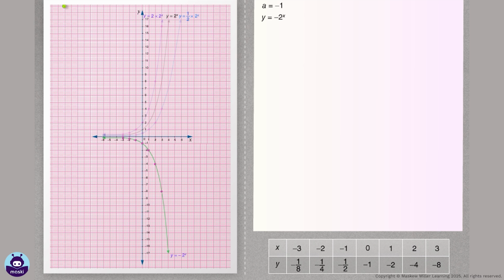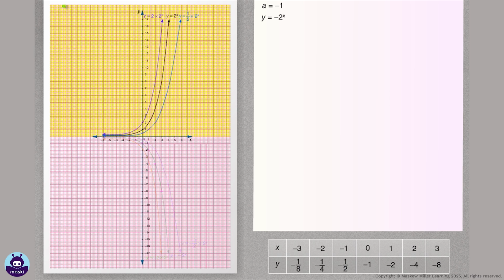We similarly draw the graphs of y is equal to negative 2 times 2 to the power of x and y is equal to negative half times 2 to the power of x. Now we see that as a decreases from negative 1 to negative 2, the graph is vertically stretched. And when it is increased from negative 1 to negative half, the graph becomes less steep. This is the reverse of what happened for positive values of a. When a is negative, all the functions are below the x-axis and curve downwards.